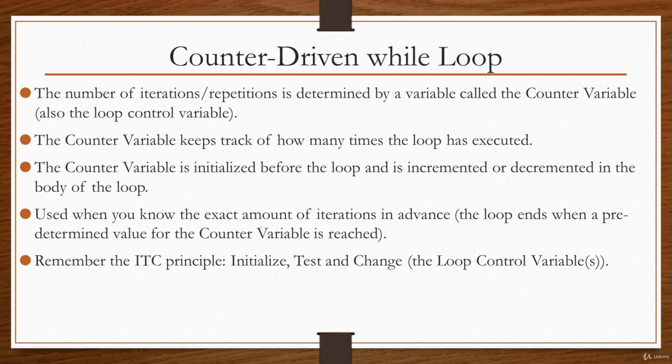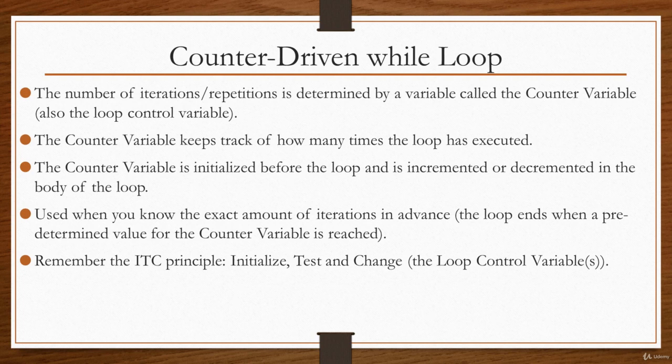And so we look at just a few examples of how we can control loops in this video. Sometimes we know in advance how many times we want the loop to repeat, and that is where counter-driven loops come into play. So the number of iterations or repetitions is determined by a variable called the counter variable, which is also the loop control variable. The counter variable keeps track of how many times the loop is executed. Okay. Now the counter variable is initialized before the loop and is incremented or decremented in the body of the loop. So it's not always incremented, sometimes it's decremented.